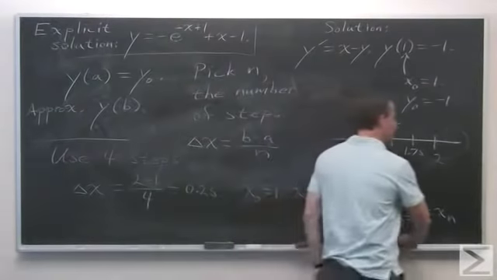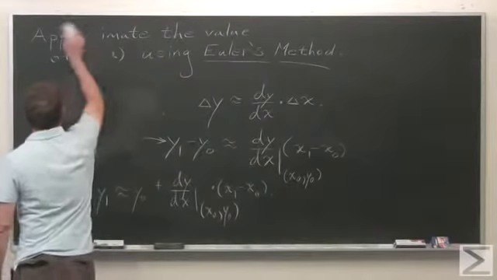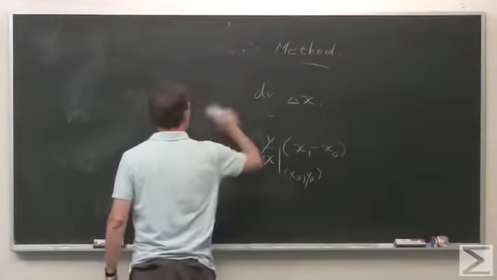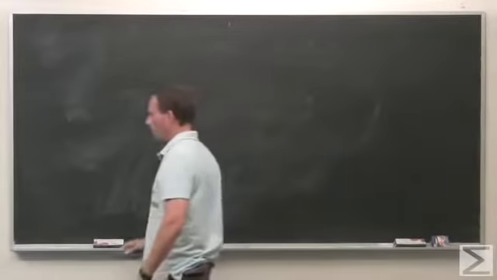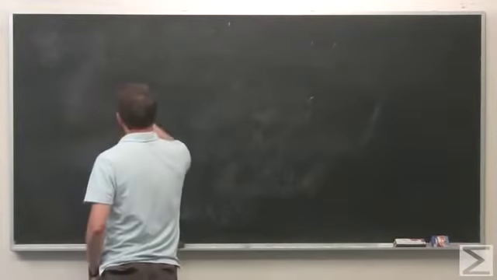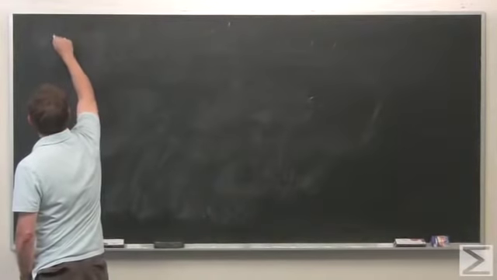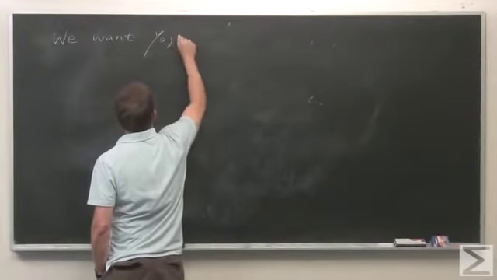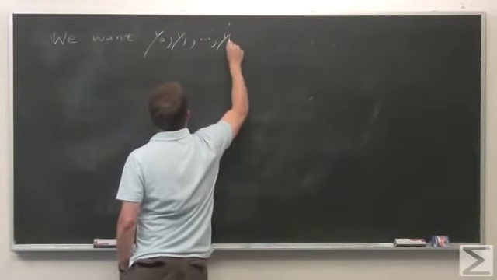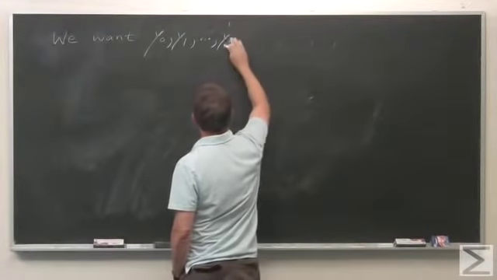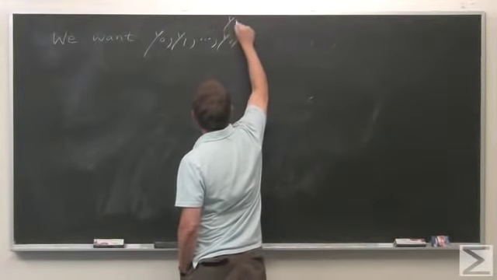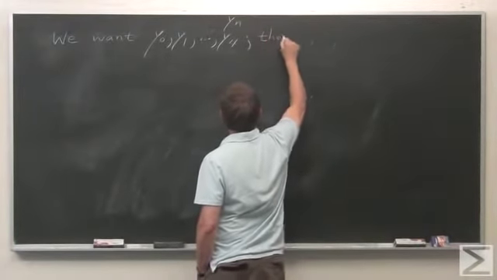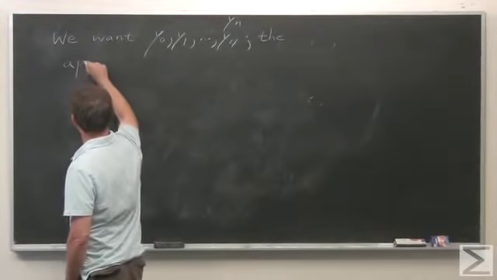So what we're after, we want y sub 0, y sub 1 through y sub n. So in this example, this will be through y sub 4. The approximations that we get from successive linear approximations.